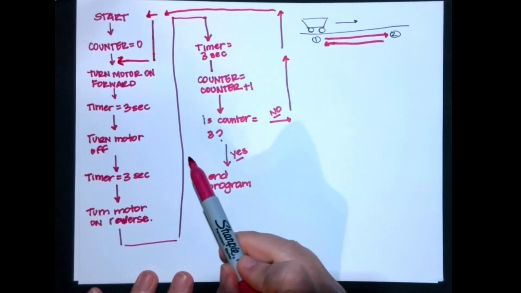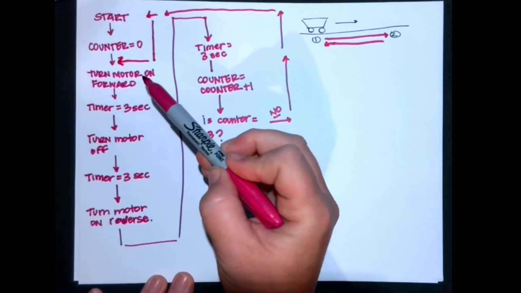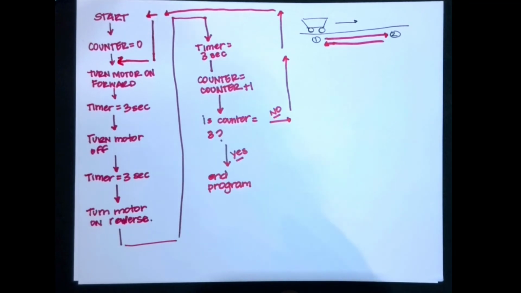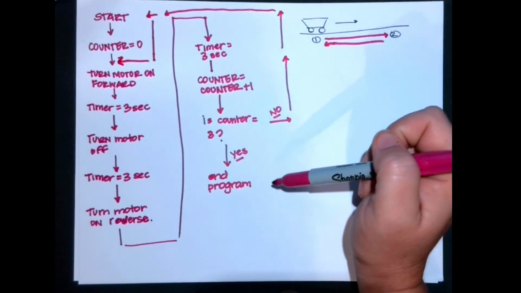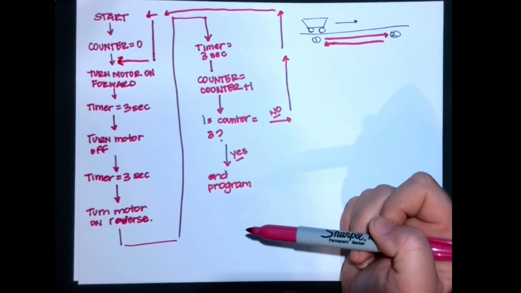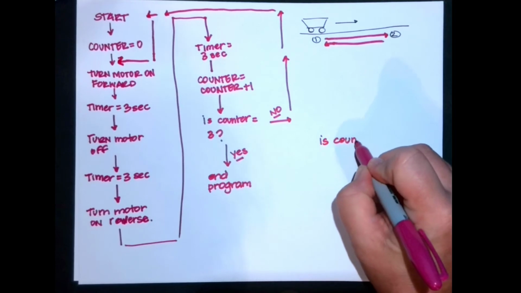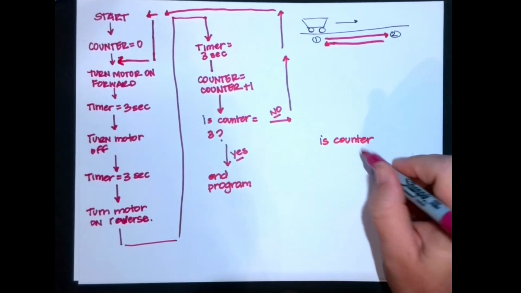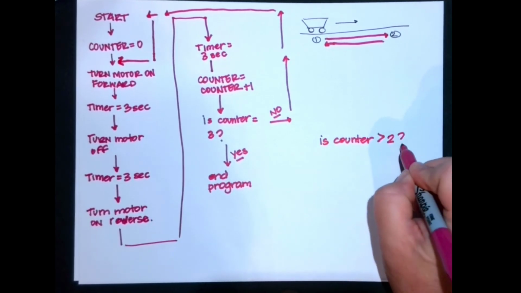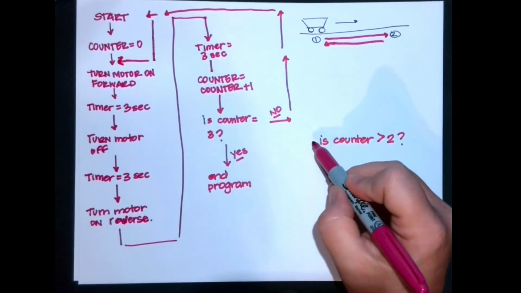So this was one way to ask the question. That would show you the pseudocode or algorithm for making this run with the counter for 3 times. What are some other ways we could ask that question? We could have said, is counter greater than 2? Because when it runs for the 3rd time, that would be an option.